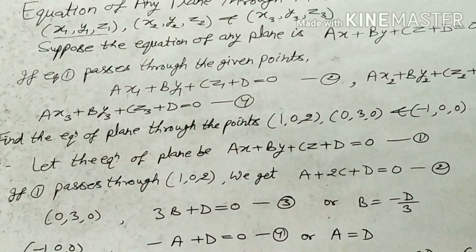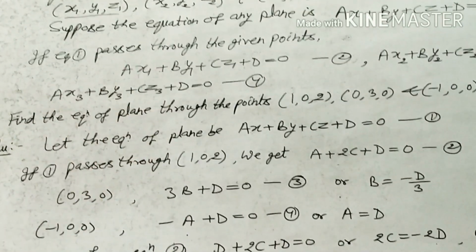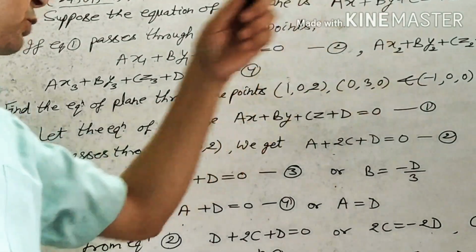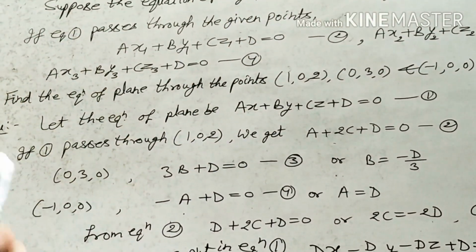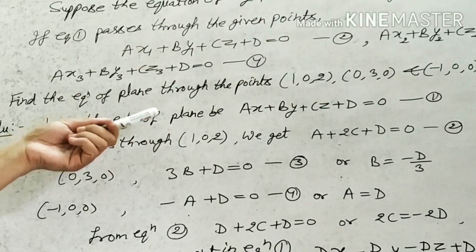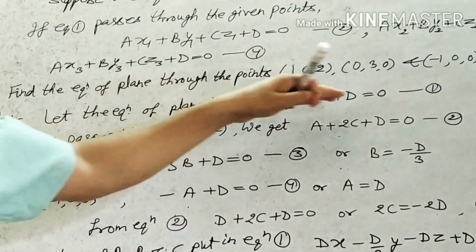Now come to the question. Find the equation of the plane through the points. 3 points are given: 1, 0, 2; 0, 3, 0; minus 1, 0, 0. You have to find the equation of the plane which passes through these points. So let the equation of the plane be ax plus by plus cz plus d equal to 0. That is your standard equation.